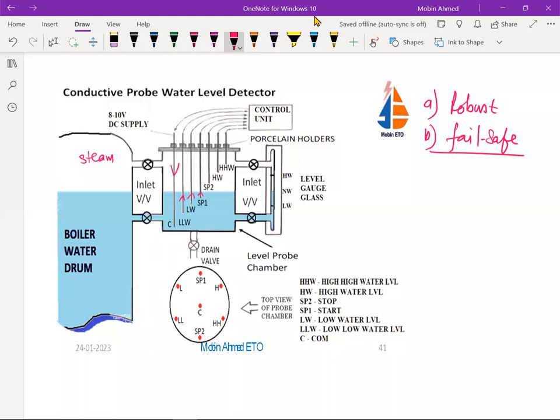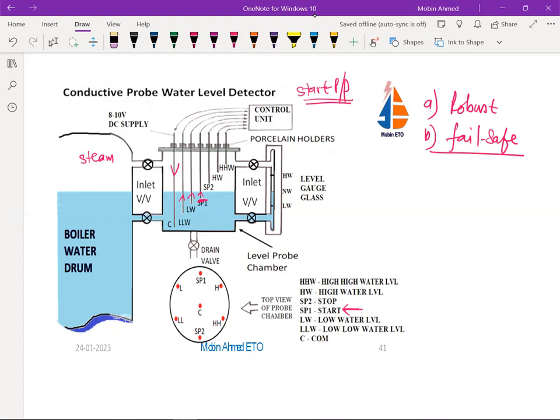Now suppose the level is going down here. If it is going down and suppose it is going to reach below this SP1. SP1 is a start. Okay. So this is going to give the signal. So it is going to start the pump. Already I have told you about this one when I was telling the water level control during the PID, if you have seen that one. So the start pump signal will come.